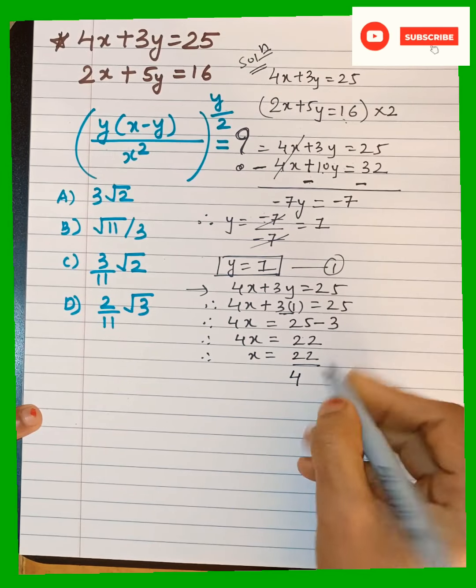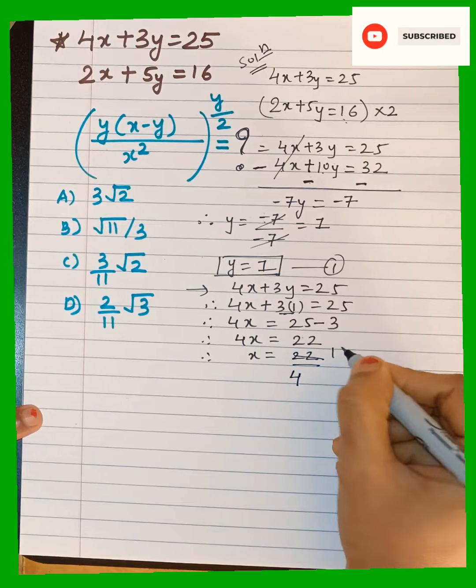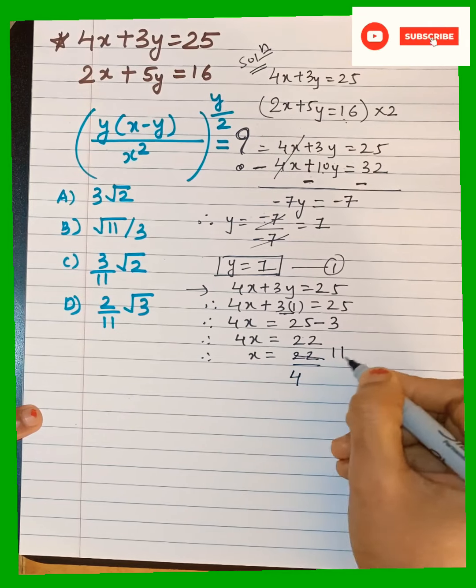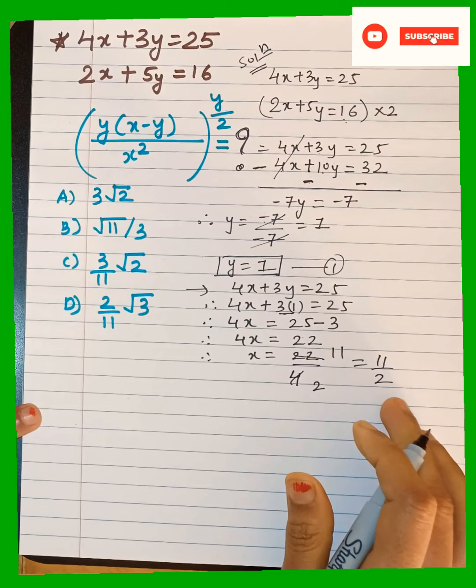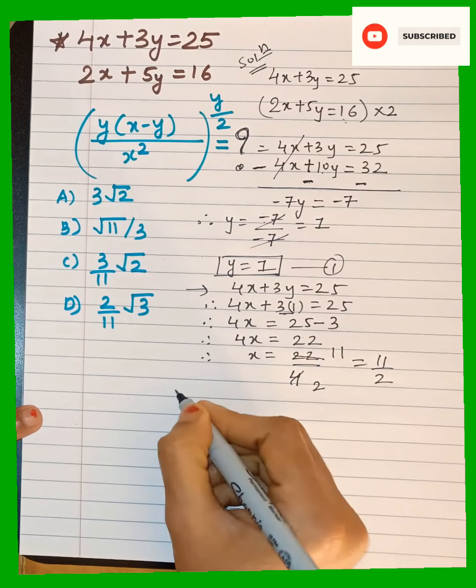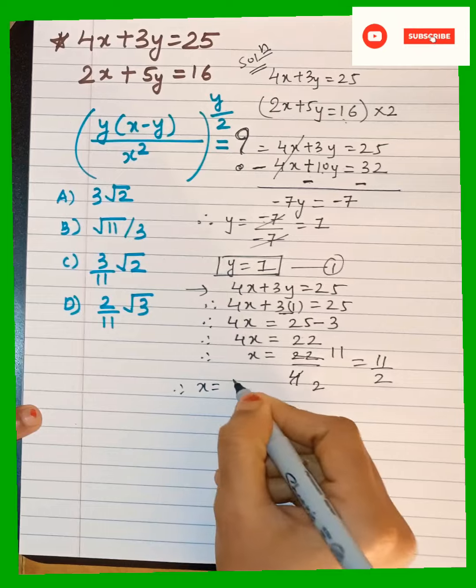Now cancellations you can do. So 2 ones are 2, and here also 2 twos are 4. So 11 upon 2. This will be the value of x. So we are getting x as 11 upon 2.